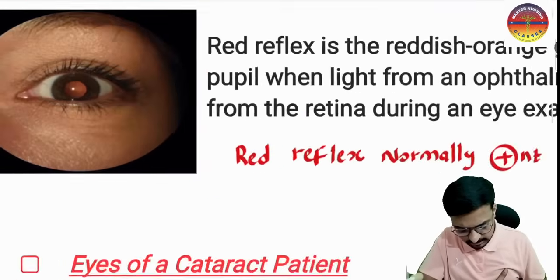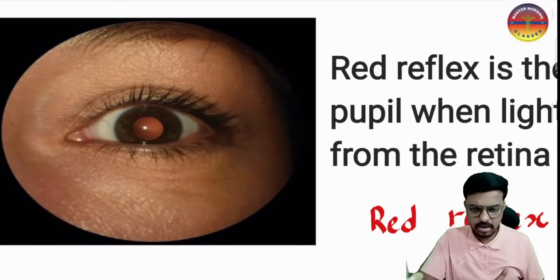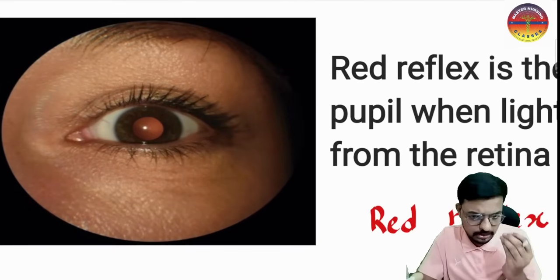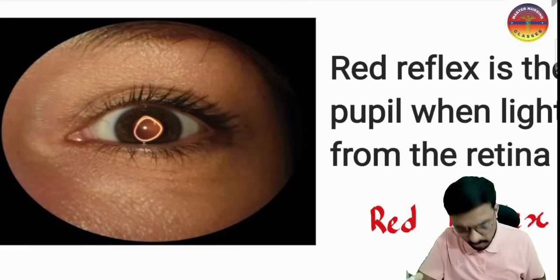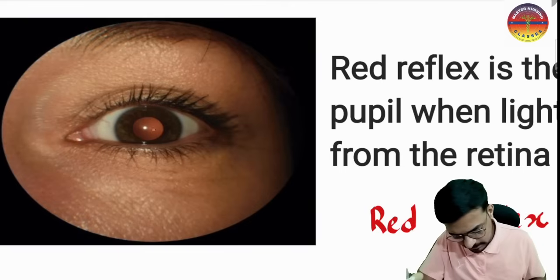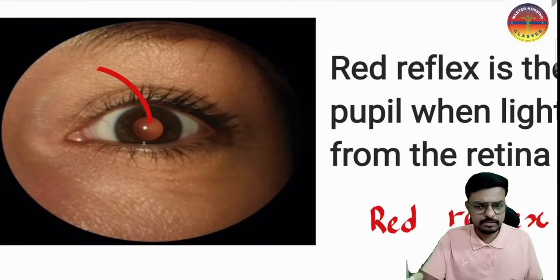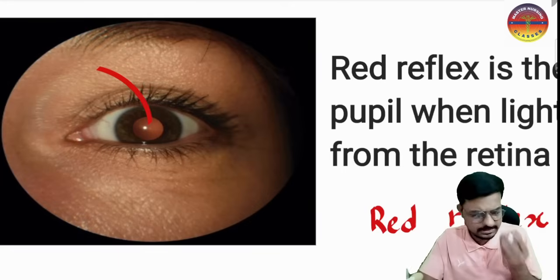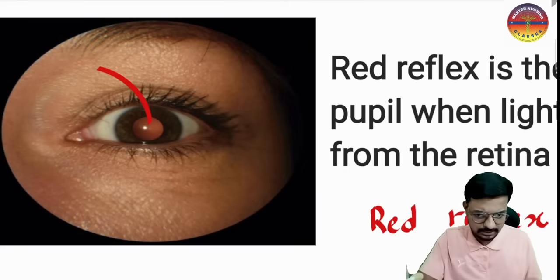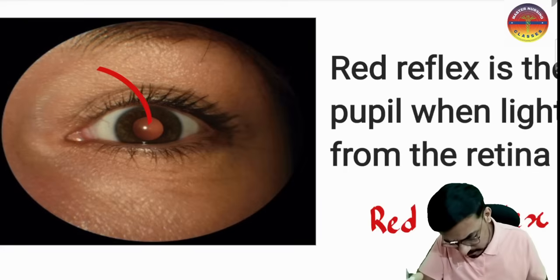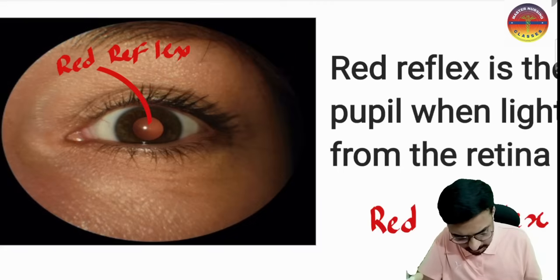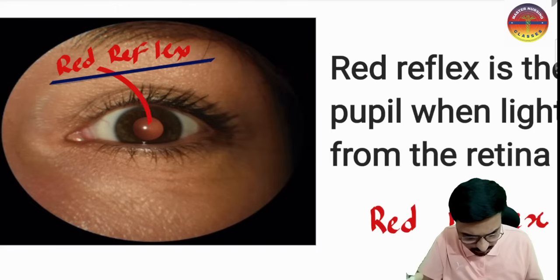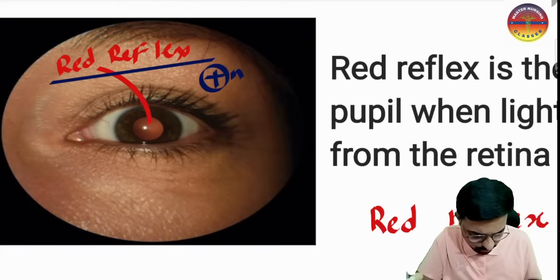Whenever we see the patient's eyes, even after shining the light of the ophthalmoscope, it will look like this. This is what we call the red reflex. We have the normal red reflex. Even if the light of the ophthalmoscope is flashed on my eyes, it will come like this, and in your eyes also it will come like this. This is the red reflex. It is normally 100% present.